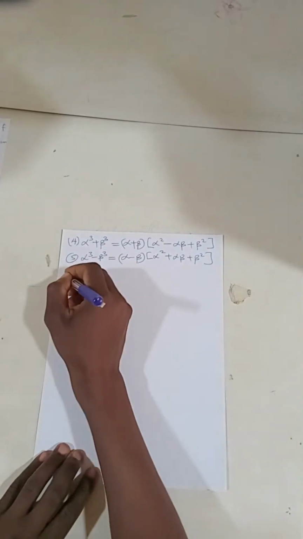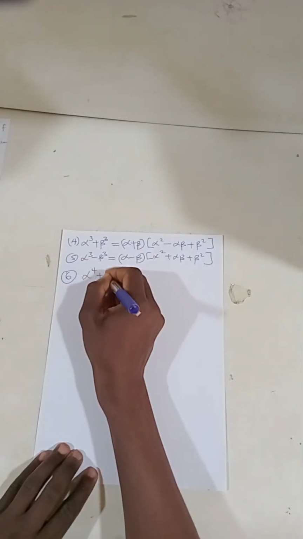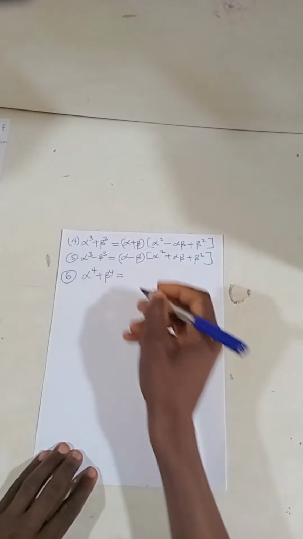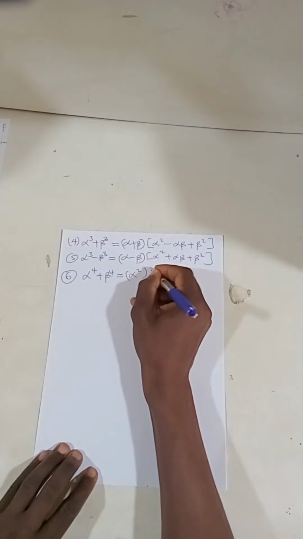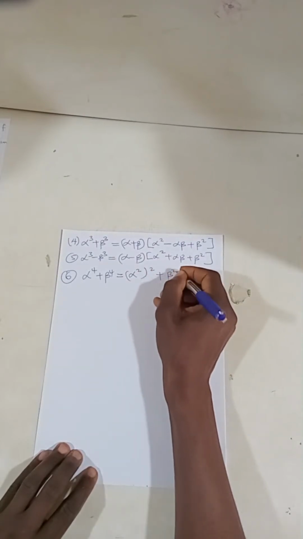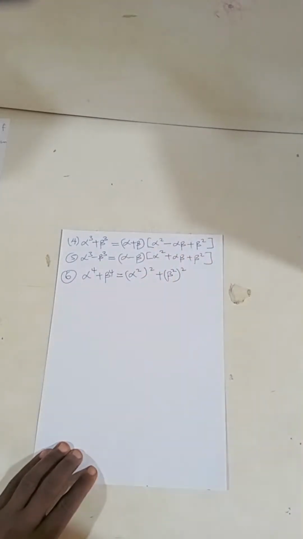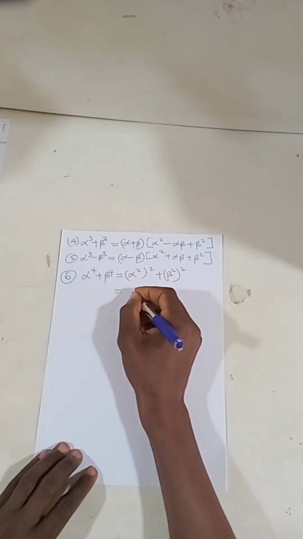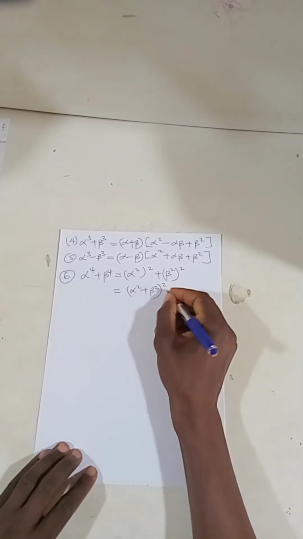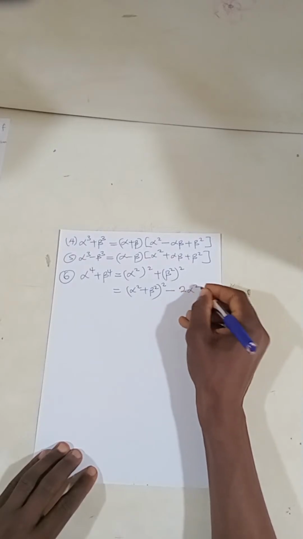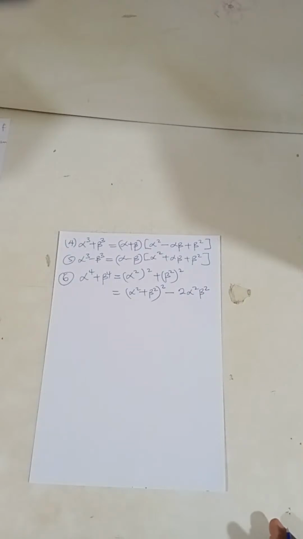Then another one is alpha to power 4 plus beta to power 4. It's going to be what? This is going to be alpha square plus beta square, and then you square that. This is just the literal meaning. And this one also means alpha square plus beta square, square that, then minus 2 alpha square beta square. So that's that on these aspects.